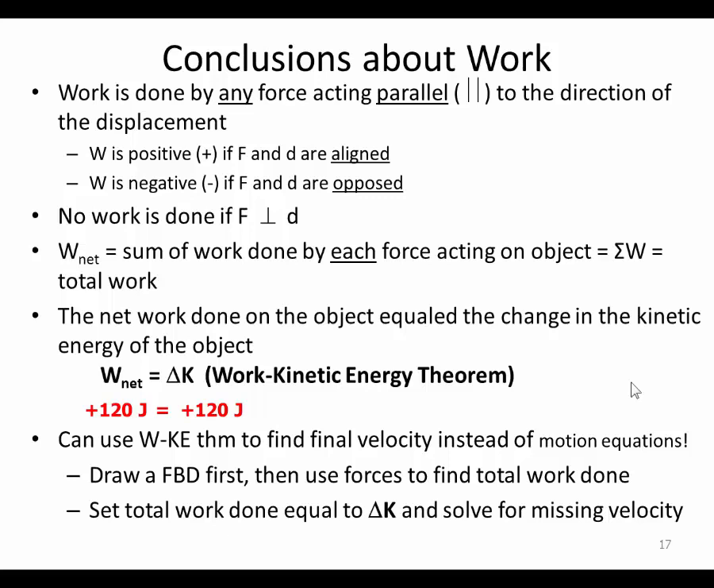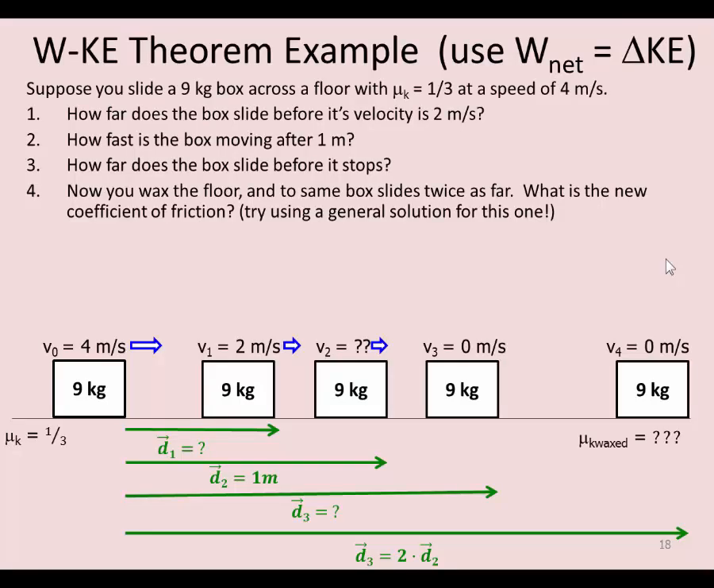In the past, we had to use motion equations, we had to go through acceleration, perhaps figure out some time involved. But now, if we can calculate the work done on an object, we still have to draw a free body diagram, but if we can use the work calculations, the total work equals the change in kinetic energy, and therefore, with a little bit of math, we can figure out the change in velocity. So we have this new equation called the Work-Kinetic Energy Theorem, which just states that the net work done on an object by all the forces acting on it equals the change in kinetic energy.